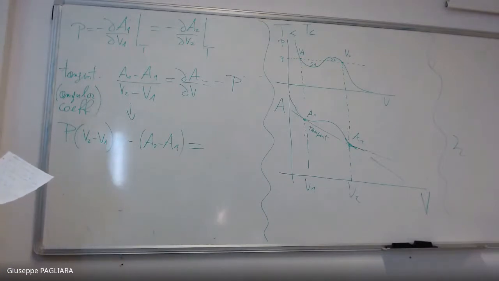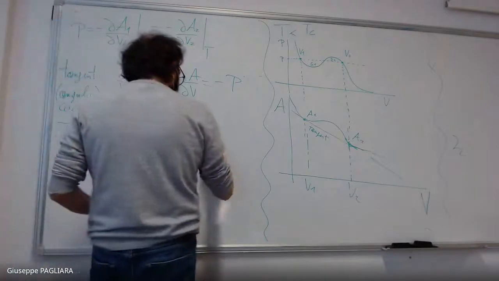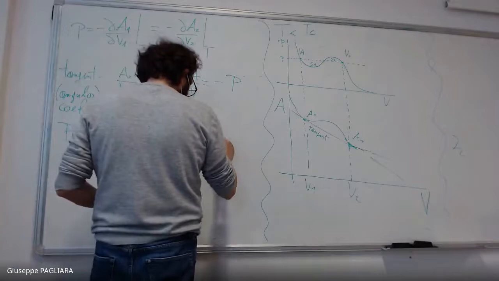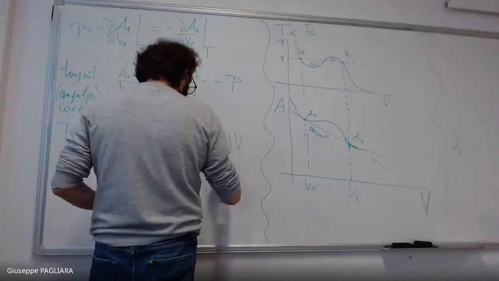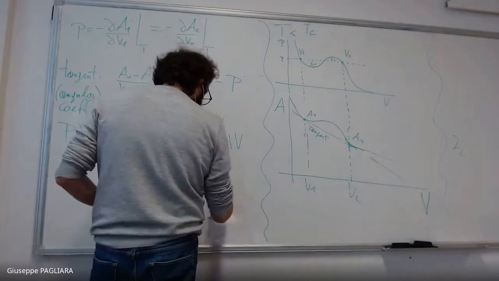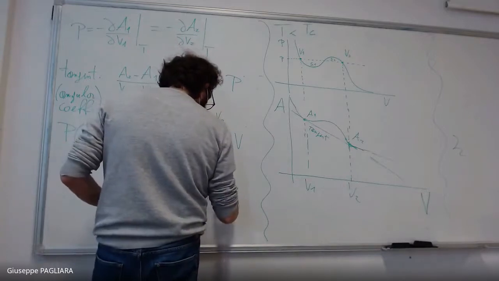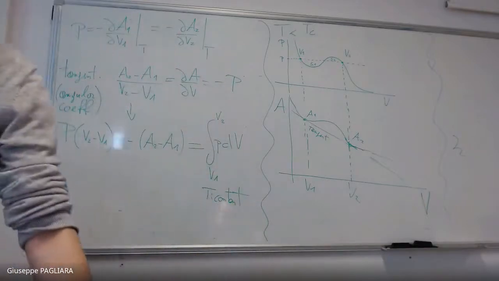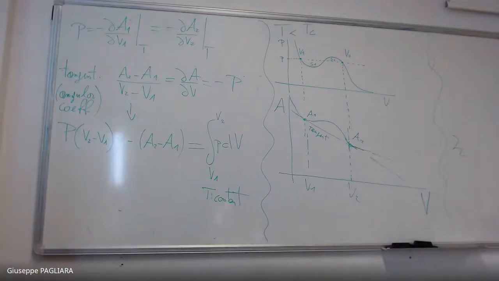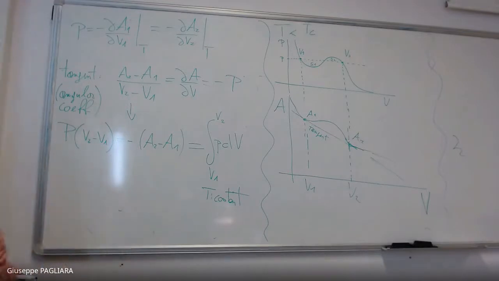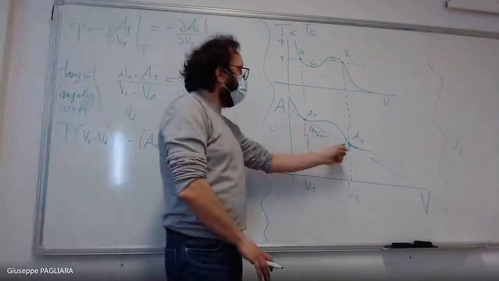And this is also equal to minus, A2 minus A1 must be equal to the integral of PdV from volume V1 to volume V2 at T constant. What I'm doing is writing the pressure in different forms, the relation between pressure and Helmholtz free energy. So I'm following this line here.